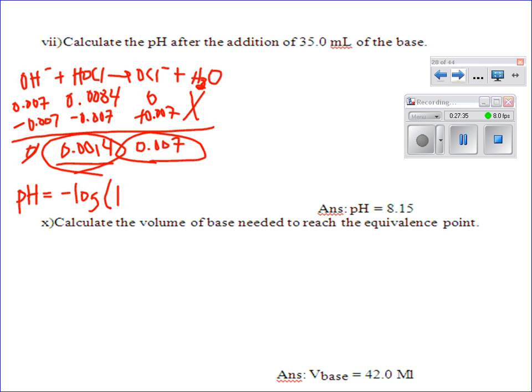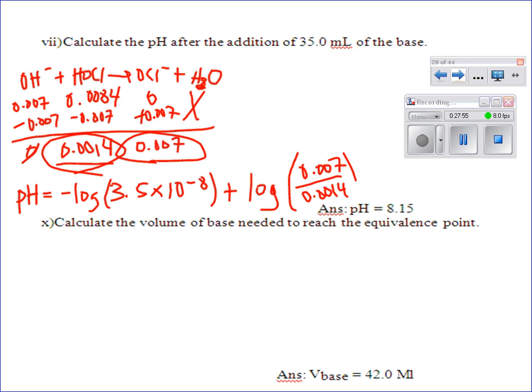So 3.5. I keep wanting to write acetic acid's Ka. 3.5 times 10 to the negative 8 plus the log. Who's on top? 0.007 or 0.0014? 0.007. Okay, and when you solve, did y'all get 8.15? Yes.